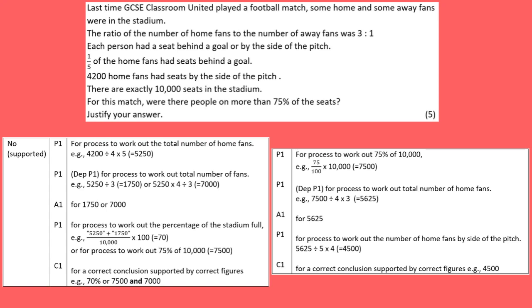In the mark scheme, notice the bit in both methods that says DEP P1. This means that this mark in particular is dependent on the first mark. You can't receive this mark without receiving the previous mark. So for the first method, we can't reward a mark for the total number of fans without you explicitly showing in your working the total number of home fans.